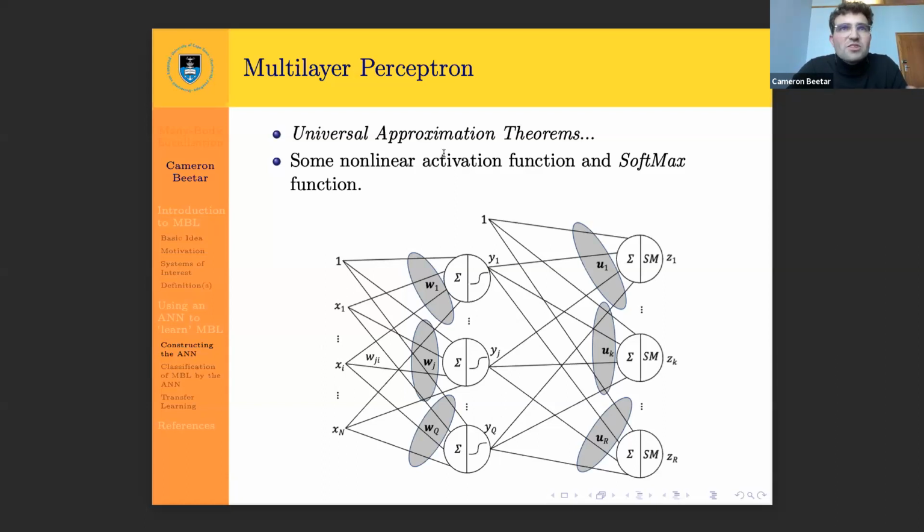One quick thing: a justification for using a multi-layer perceptron comes from the universal approximation theorems, which very loosely state that a multi-layer perceptron can accurately model any function of the inputs given enough internal parameters. That's not exactly right, I apologize. So that's why we're using a multi-layer perceptron.